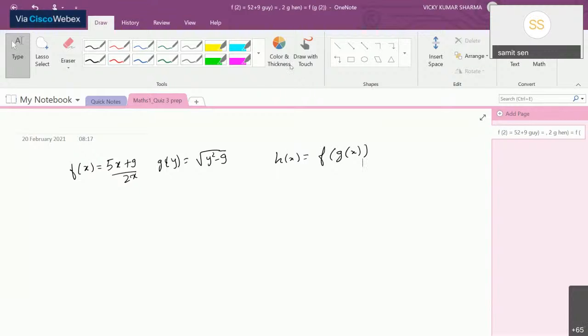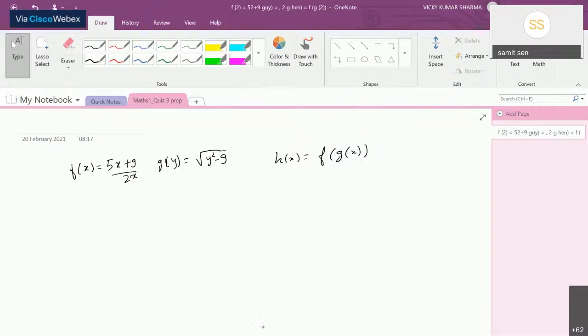Okay, can you tell me in which part of the solution you're stuck? Sir, first to find the domain of h of x, I first find the h of x function, which is 5 into root over y square minus 9 plus 9 by 2 into root over y square minus 9. So this is my h of x. Now, for this composite function, first I find the domain of g of x.